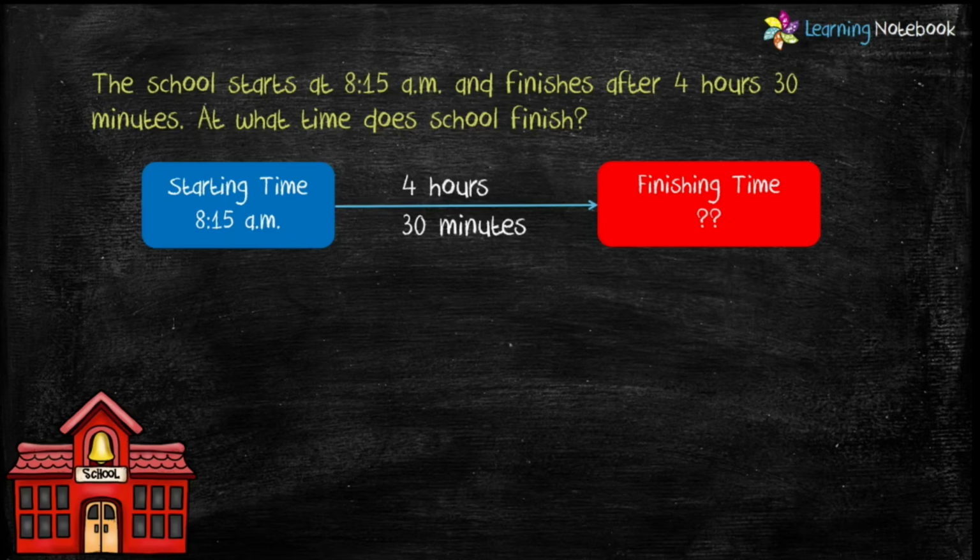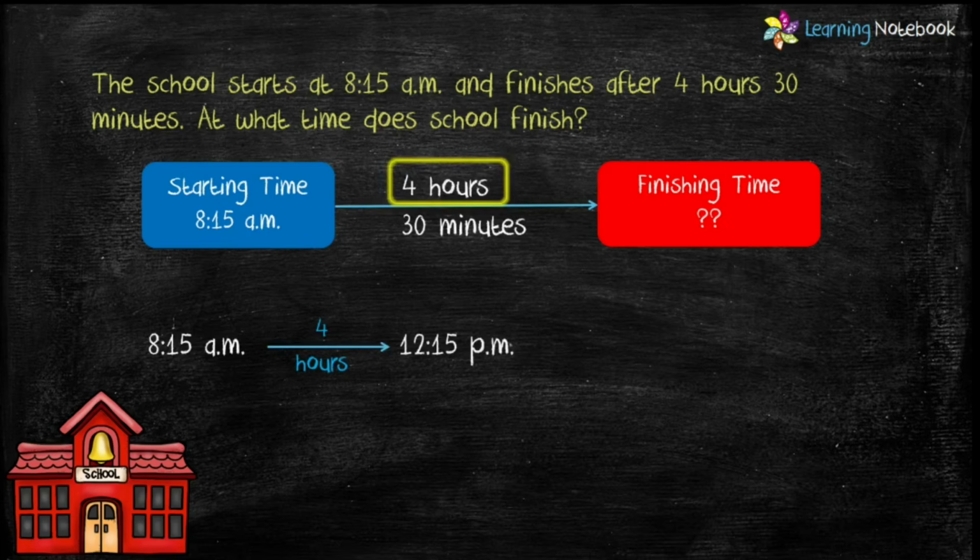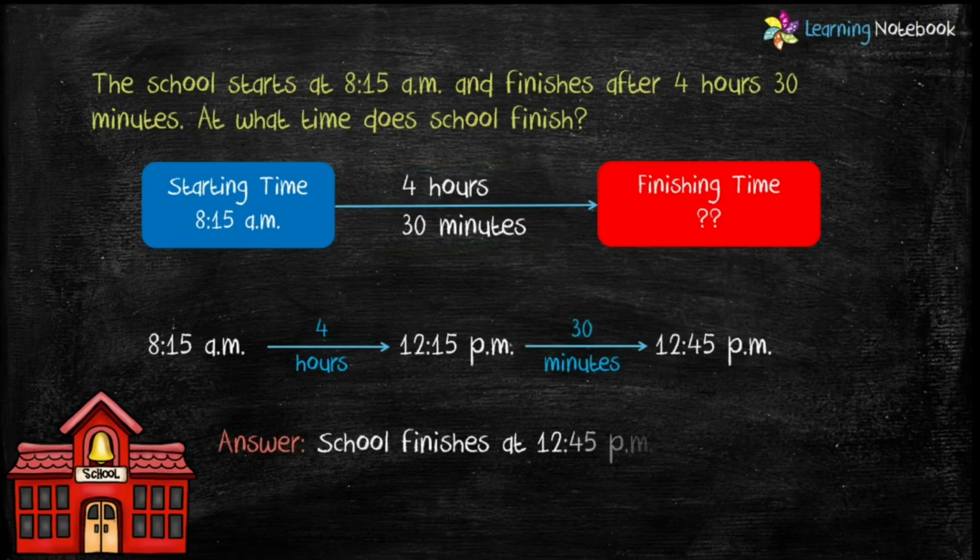So let's solve it. Starting time is 8:15 a.m. and we are given duration as 4 hours 30 minutes. So let's first add 4 hours to 8:15 a.m. and we get 12:15 p.m. Now add the remaining 30 minutes to it and time will be 12:45 p.m. So the answer is, school finishes at 12:45 p.m.